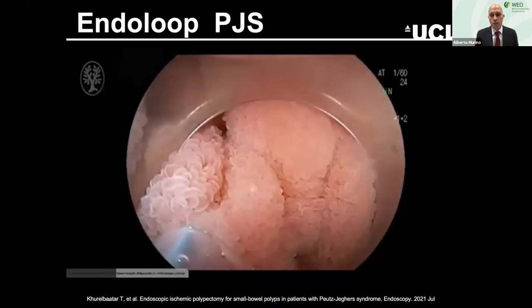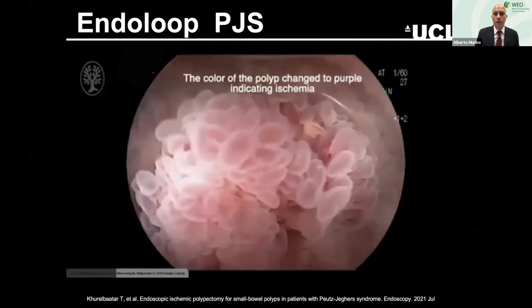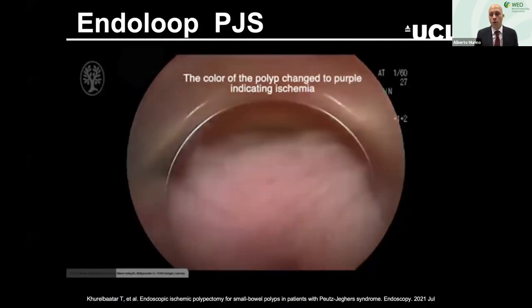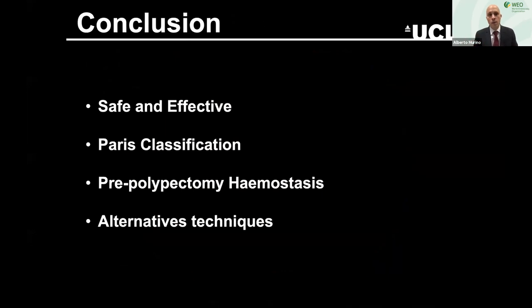Again, this is a PJS polyp in the small bowel. We snare it. They have placed the endoloop, and you can see the difference in color of the head of the PJS polyp, and we leave it because the ischemia that caused the color difference in the head of the polyp will then cause necrosis, and the polyp will fall off spontaneously. This is very low risk compared to standard polypectomy. And if you have post-polypectomy bleeding in the small bowel, it's quite difficult to treat it endoscopically in a rapid amount of time.